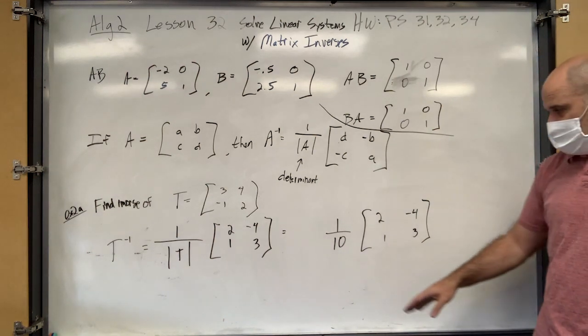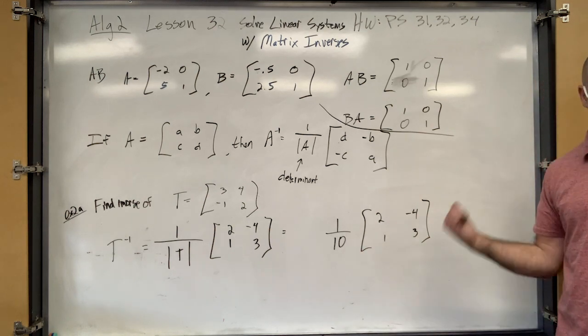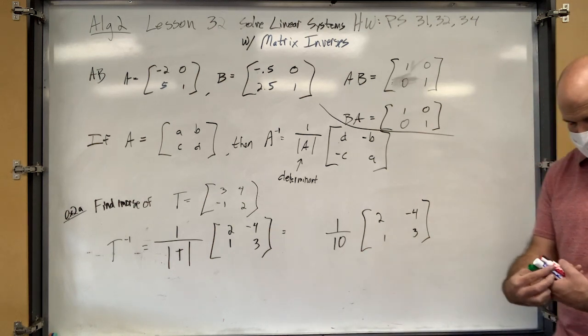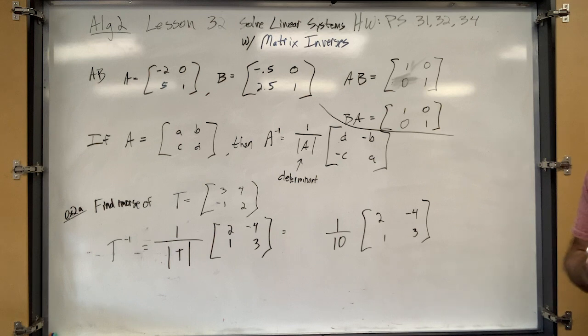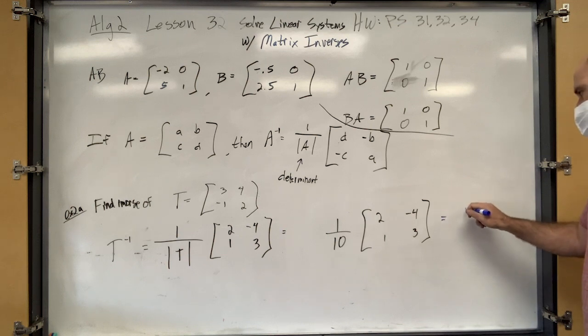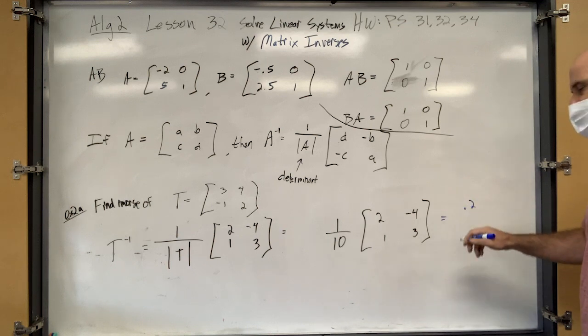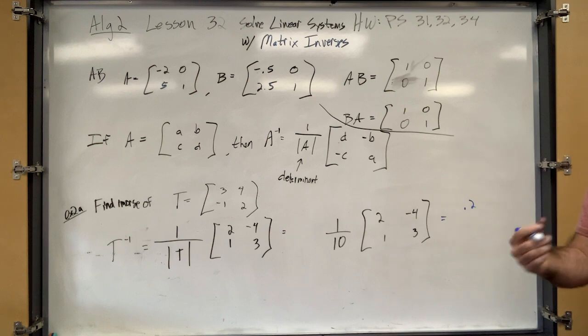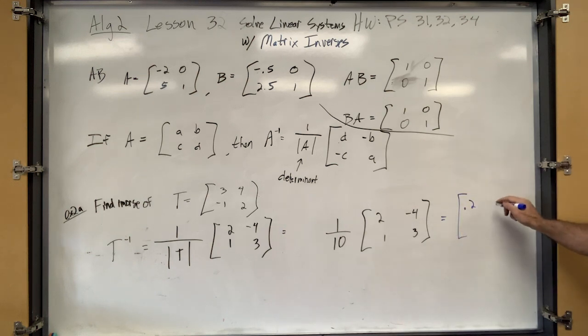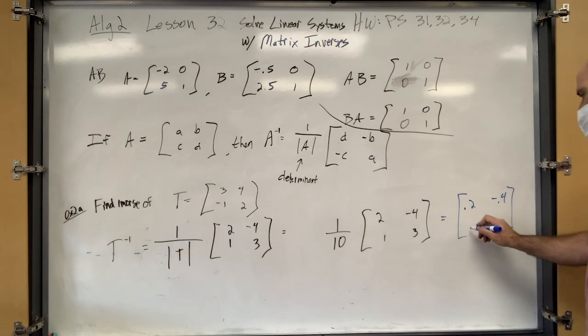All right, well, let's just distribute that 1/10 to everything, and we'll be done. What's 1/10 of 2? It's 2/10, or 0.2. Just divide everything by 10. Just move the decimal over one place. So -0.4, 0.1, and 0.3, and you're done.